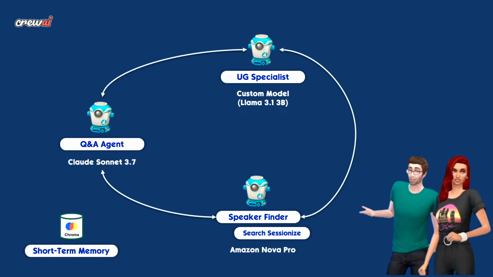All of them have different LLMs. For example, the Q&A agent uses Claude because with Claude, the chances are quite high that it can immediately respond, because Claude just knows a lot of things that you can ask it. Then we have the user group specialist, which is the trained model that came out of this InstructLab training process. We're using the custom model import for that. And we have the speaker finder with the Sessionize tool, where we are using Amazon Nova Pro.